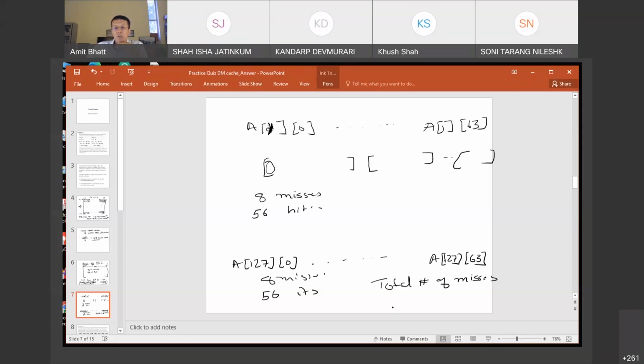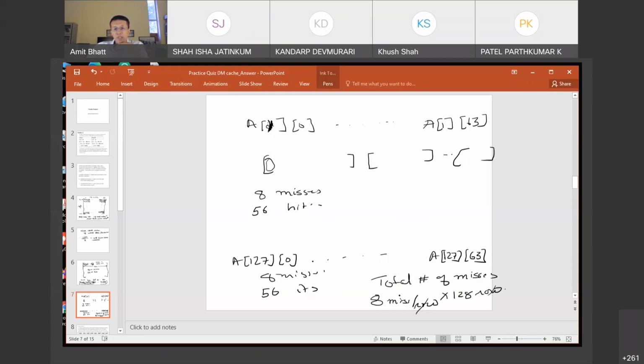Someone is saying 1024. Can you tell me how? Sir, 8 misses per row. Okay, so 8 misses per row, and we have a total of 128 rows. So you get 128 into 8, which is 1024 misses, and the rest of them would be hits.